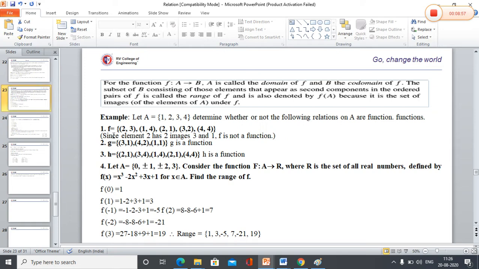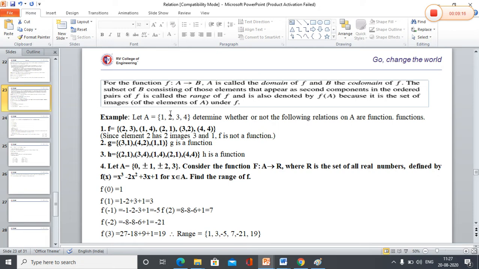So the first one, R is {(2, 3), (1, 4), (2, 1), (3, 2), (4, 4)}, and the set is also given. A is equal to {1, 2, 3, 4} and R is a relation on A. Okay. So R is a relation on A means R is a subset of A cross A, and this is some relation given. Now we have to find whether it's a function or not.